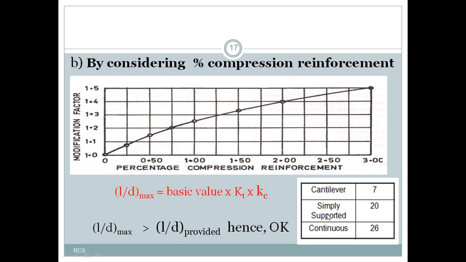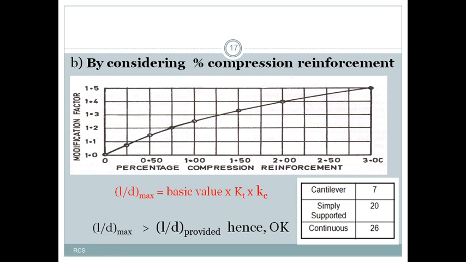If you are designing a simply supported doubly reinforced beam, then you can take the L by D ratio as 20, multiplied by the Kt value and Kc value. Then the maximum ratio value should be greater than the provided ratio of L by D. We can calculate the effective length, and the effective depth is already given. From that we calculate L by D provided. That L by D provided must be less than L by D maximum. Then we can say it is safe against deflection.